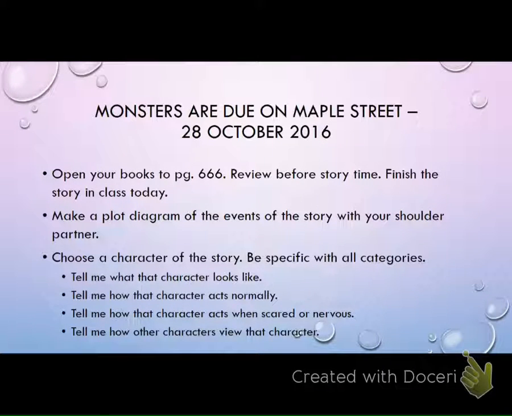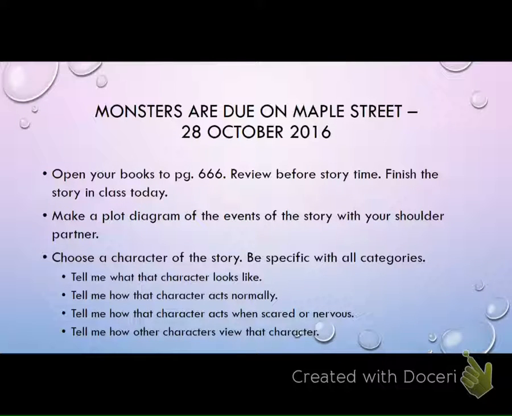Tell me what the character looks like, as best as you can. Some of them don't have specific directions or descriptions, so look in the italic sections. Tell me how the character acts normally, just every day, at the beginning before things go crazy. Tell me how the character acts when things do go crazy. So when they're scared or nervous, how do the actions change? And then tell me how other characters view that character. That should be in complete sentences.